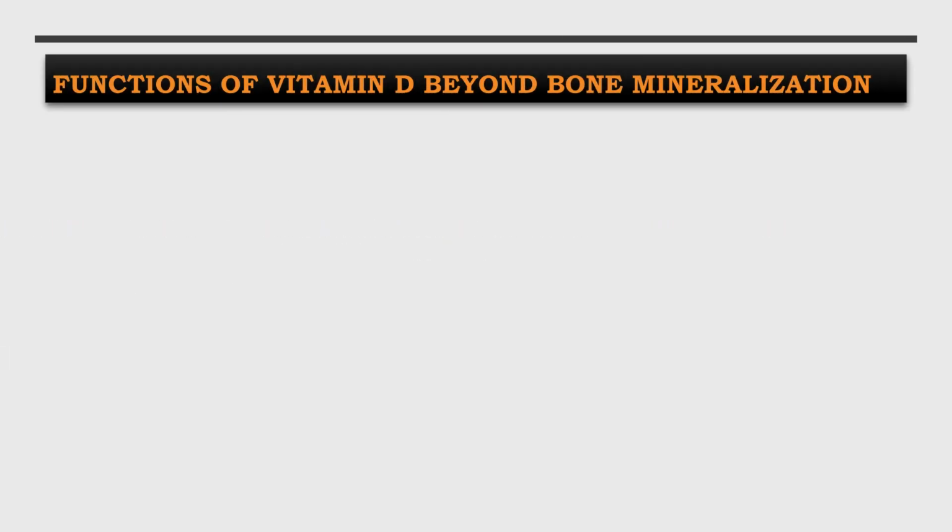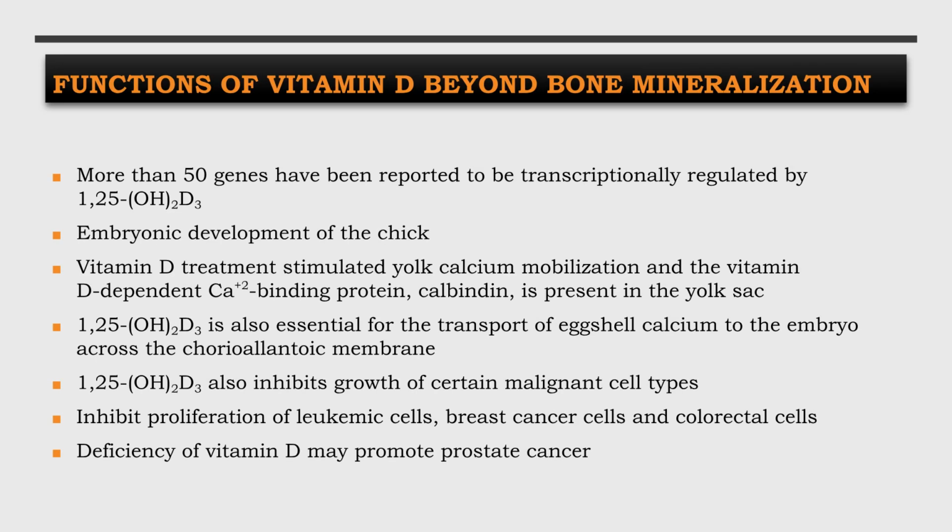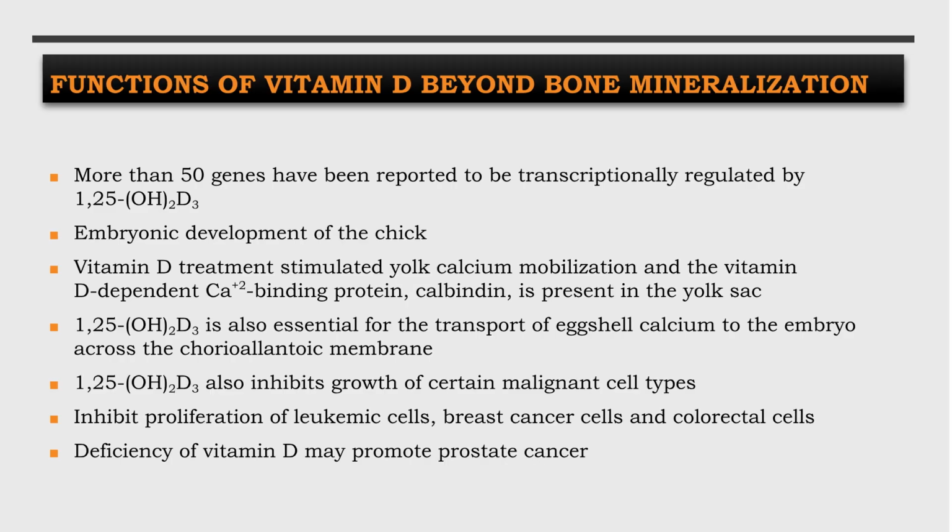Beyond bone mineralization, vitamin D regulates over 50 genes. It is essential for embryonic development in chicks, including yolk calcium mobilization. It also inhibits the growth and proliferation of certain malignant cell types, such as leukemic, breast, and colorectal cells, and deficiency may promote prostate cancer.